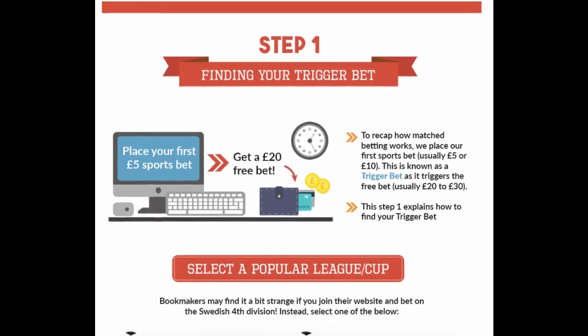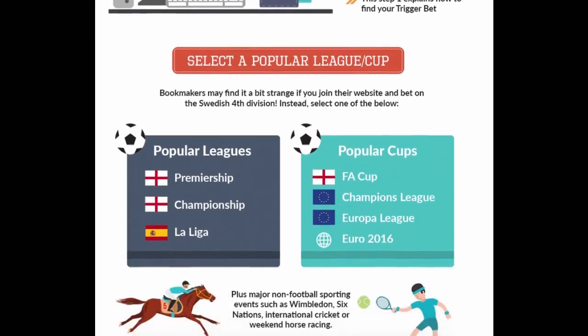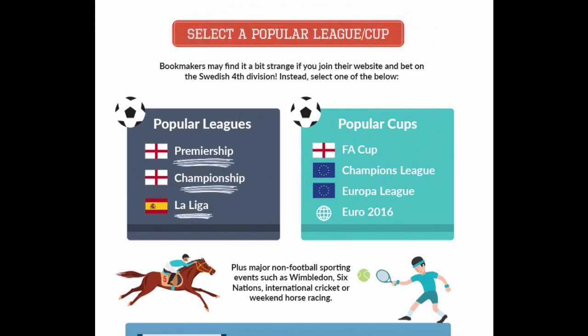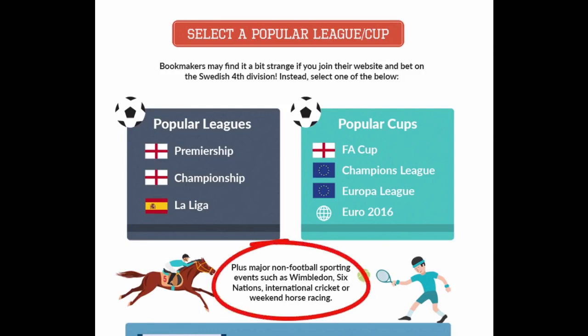But how do we decide which sports team to place our £5 trigger bet on? The first stage is to select a popular league or cup. Popular leagues are the Premier League, Championship and La Liga, whilst popular cups can be FA Cup, Champions League, Europa League and Euro 2016. If none of these leagues or cups are running, then there may be friendly matches involving big teams, or alternatively you can bet on popular non-football events such as Wimbledon, Six Nations, international cricket or horse racing. Just always bet on matches before they start to avoid the odds moving as it happens during the match.